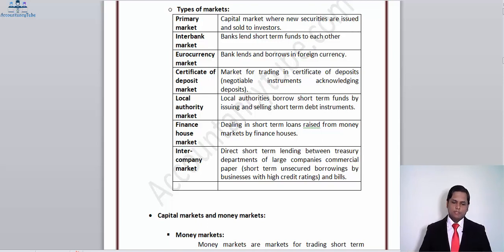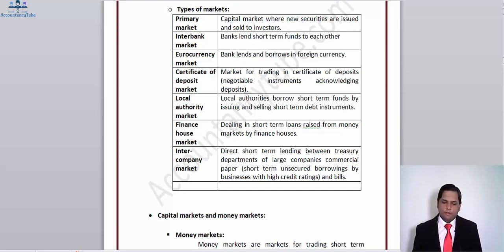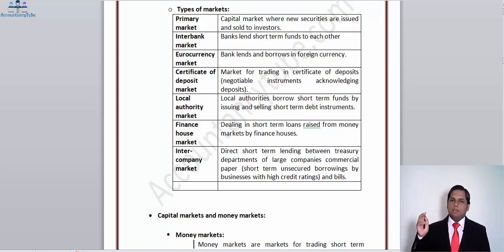Then we have got local authority markets. Local authorities, when they are in dire need, borrow short-term funds by issuing and selling short-term debt instruments in the markets. The market pertaining to the issuing of short-term debt instruments by local authorities is called a local authority market. Then we have got the finance house market, dealing in short-term loans raised from money markets by finance houses. That's a finance house market.